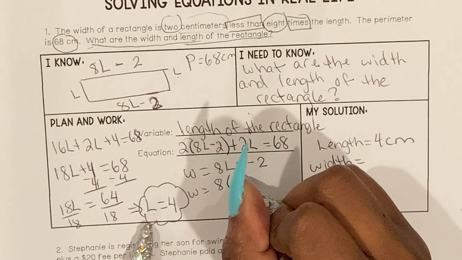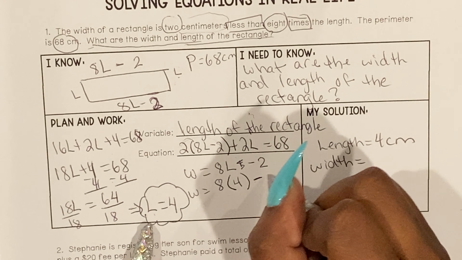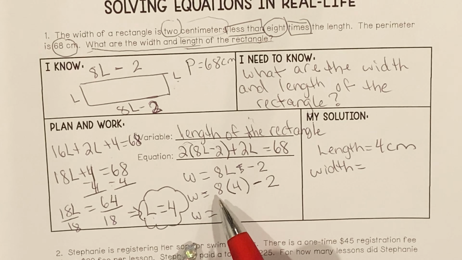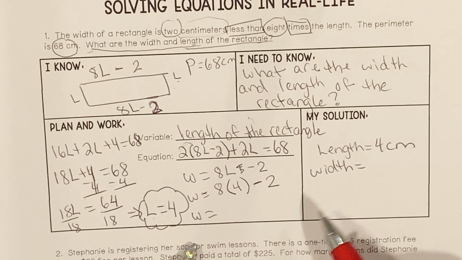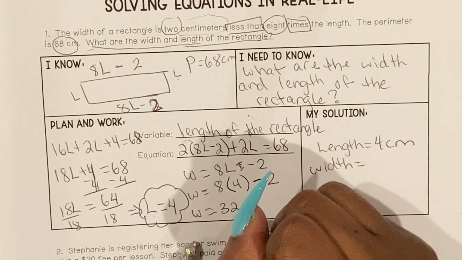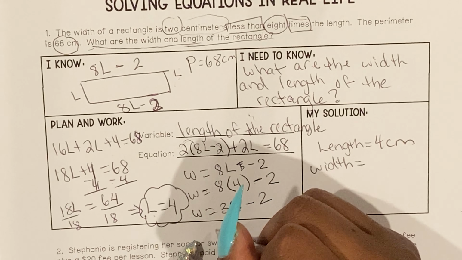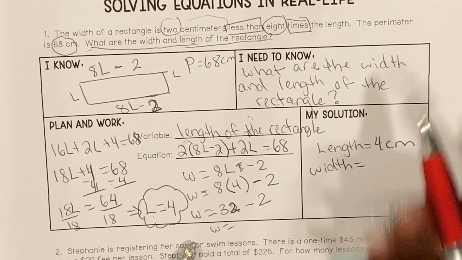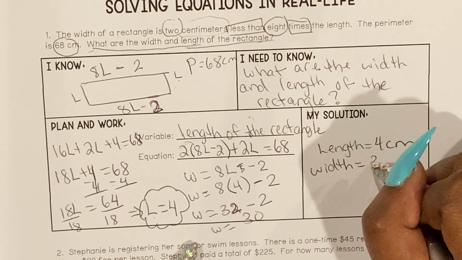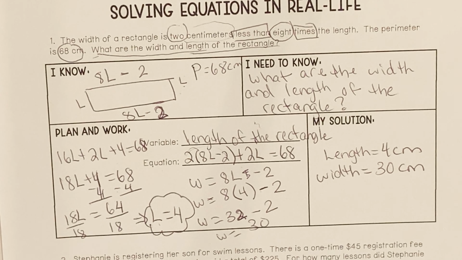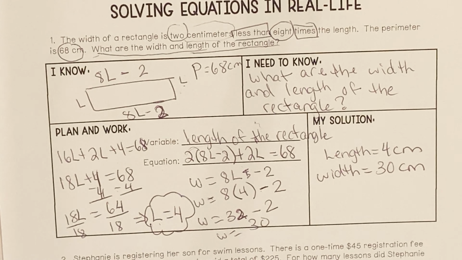So I'm going to put a 4 here, minus 2. Order of operations says I do this first. 8 times 4 is 32, minus 2. And 32 minus 2 gives me 30. So that means the width is 30 centimeters. Hopefully that made sense to you. I'll keep that there so you can see.